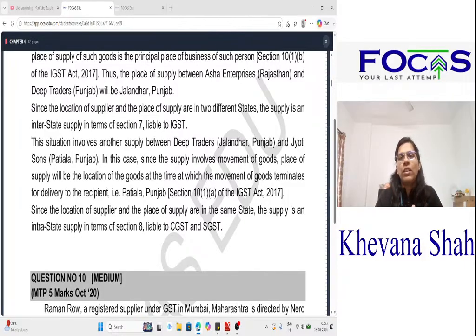Now talking about the other supply from Deep Traders to Jyoti Sons. This situation involves another supply between Deep Traders and Jyoti Sons. In this case, since the supply involves movement of goods, place of supply will be the location of the goods at the time at which the movement of goods terminates for delivery to the recipient, that is Patiala, Punjab. And here, since the location of supplier and the place of supply are both in the same state, this will be your intrastate supply, and accordingly CGST and SGST are leviable on the same.